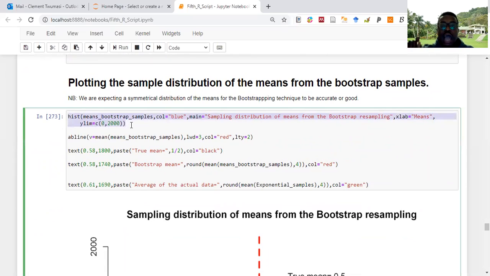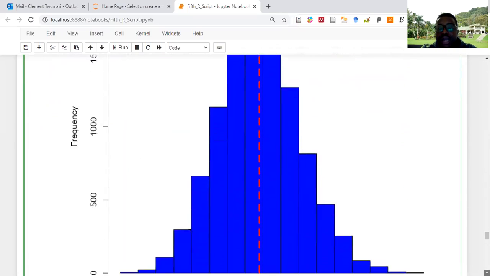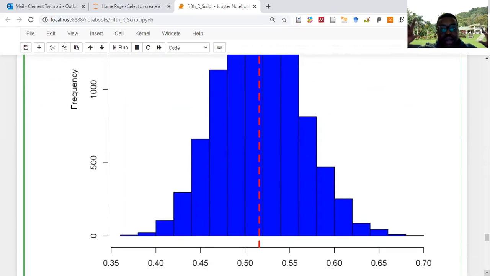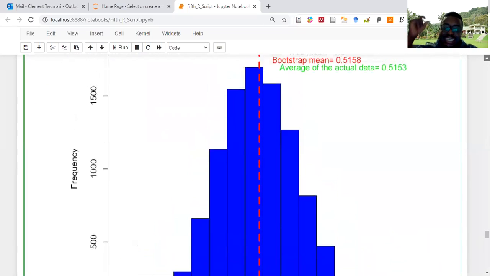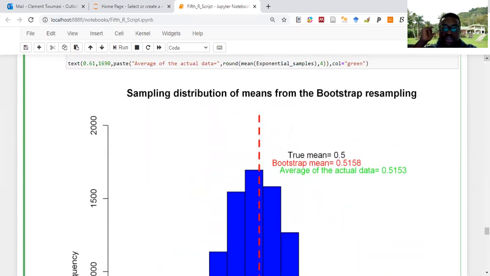And keep in mind that after doing bootstrapping, the sampling distribution of your parameter, in this case the mean, should look symmetric, like a normal distribution. If it doesn't look like a normal distribution, it means that your bootstrapping was not done well. So that's the check. That's what you use to check whether your bootstrapping is doing well.